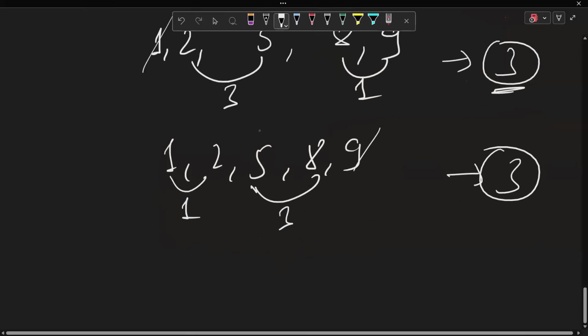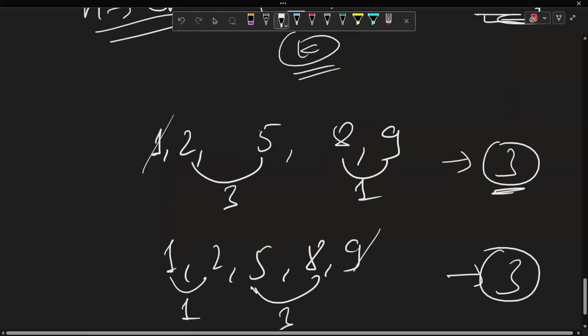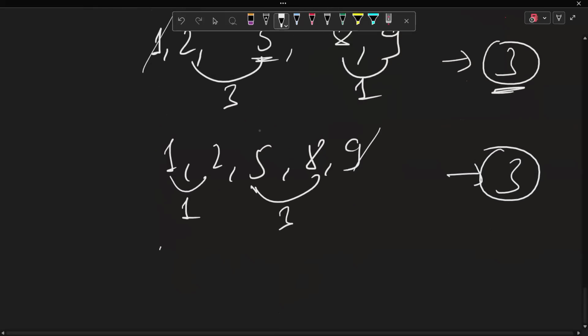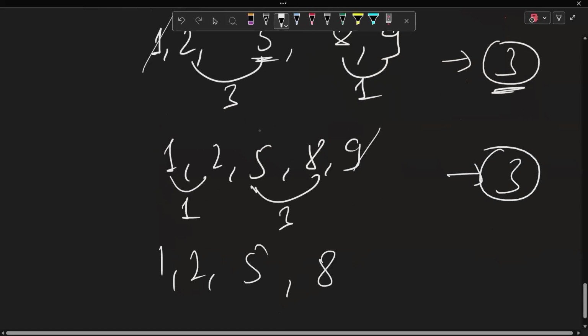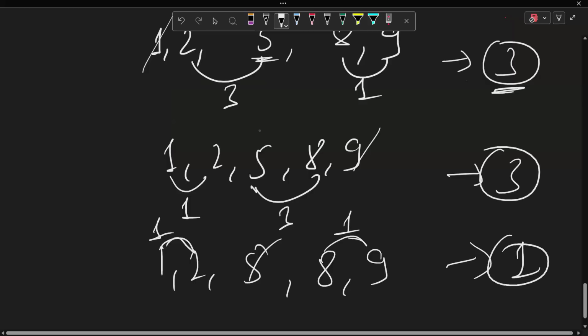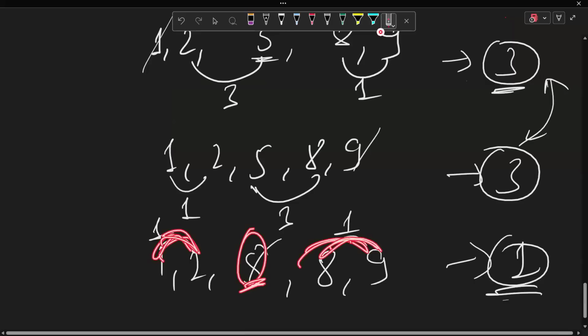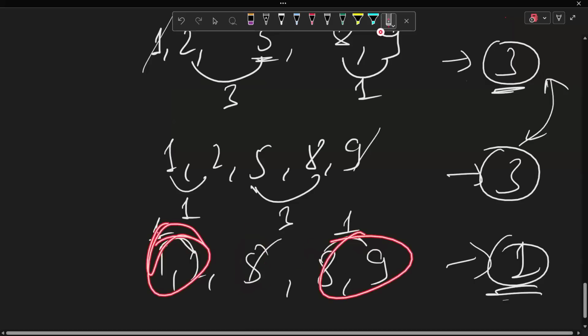Okay, but if I'm excluding 5, let's say I'm excluding 5, then 1 2 5 8 9. So if I'm excluding 5, this difference would be 1, this difference would be 1. My final answer would be 1, which is better than 3. So I hope you understood. By excluding a middle element, it was more beneficial because these elements were more close to each other. So with k equal to 1 only, we can satisfy the condition.